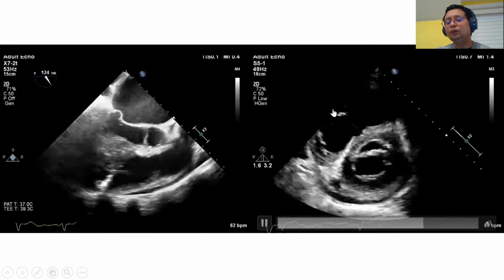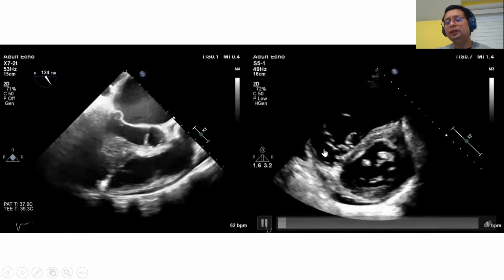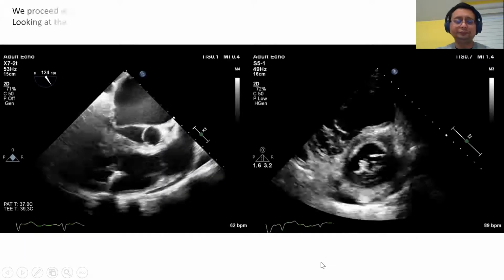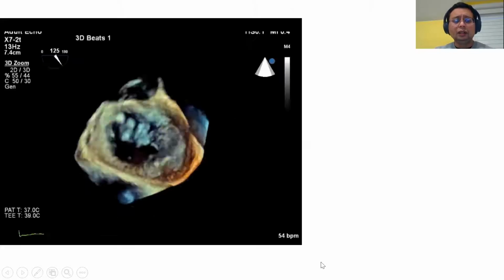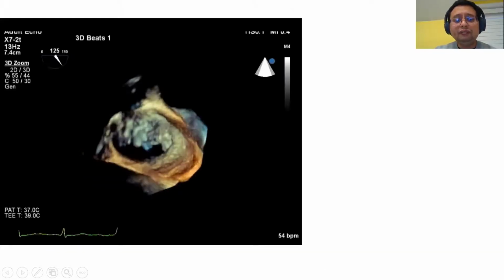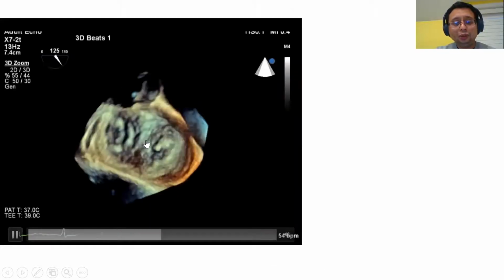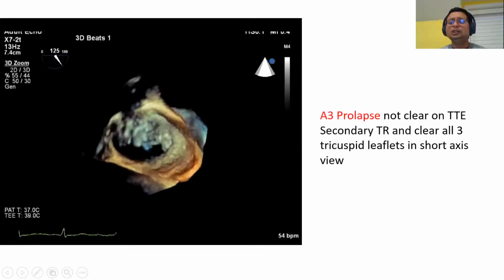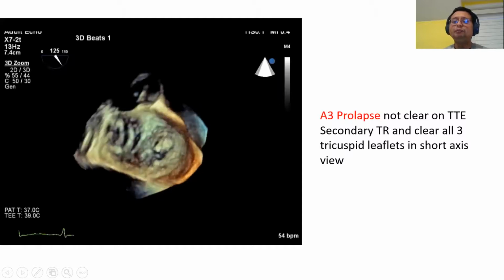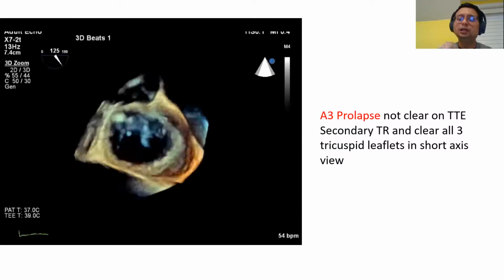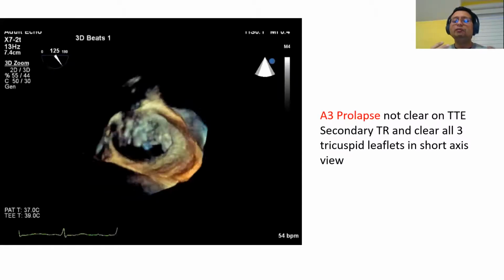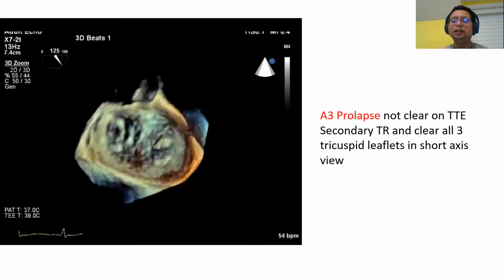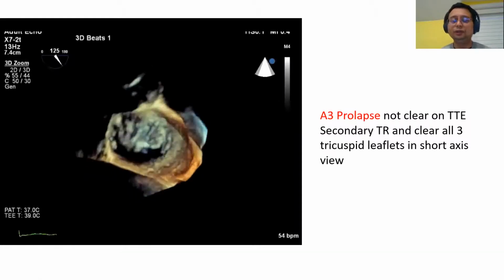You can also see all leaflets of the tricuspid valve: that's the anterior, septal, and posterior leaflets. Now, when we do a 3D view, you can see A1, A2, and you can see an A3 prolapse there in the 3D view. So this is someone who has A3 prolapse that is not clear on transthoracic echocardiogram. The patient also has secondary TR, and you can clearly see all three tricuspid leaflets in the short axis view.